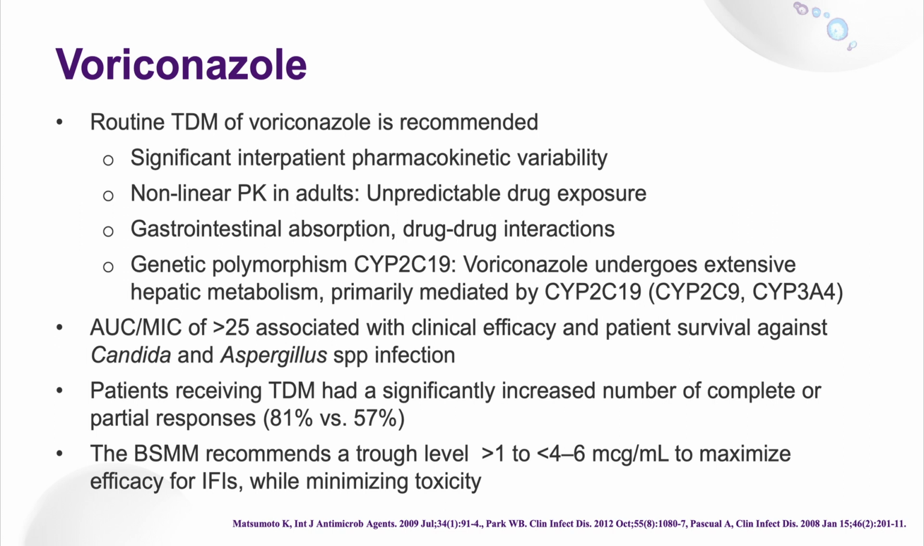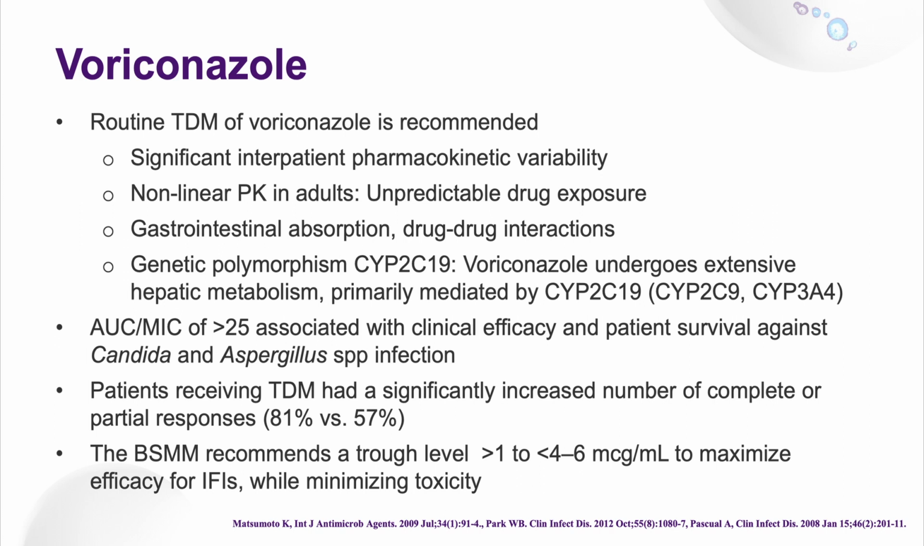We also talked about the AUC-MIC ratio when we introduced TDM, looking at the drug properties. We know that we aim to achieve an AUC-MIC of more than 25, and that's the reason we give a little higher dose when we expect the MIC of the antifungal to be very high or the infection difficult to treat. An AUC-MIC of more than 25 is associated with clinical efficacy when voriconazole is used to treat Aspergillus and Candida. This is how you can tailor-make the dose for a particular patient to achieve an AUC-MIC of more than 25.